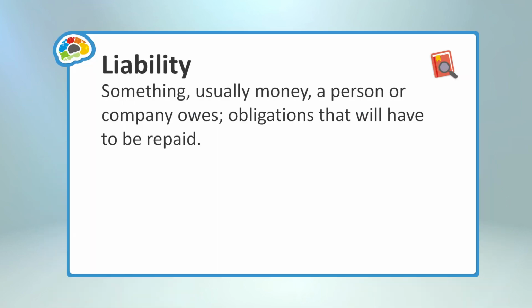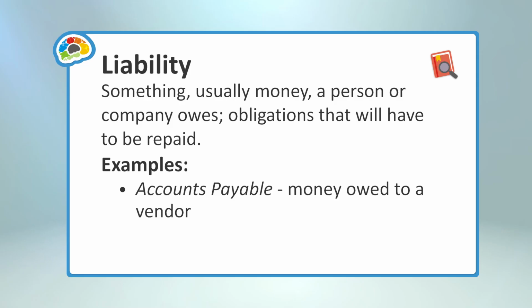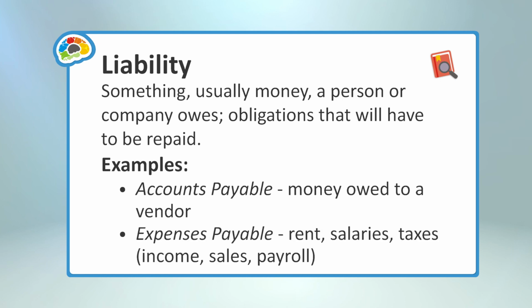And now that we've gone over assets, we're ready to take on liability. Okay, liability for accounting is exactly as it sounds. A liability is something that the organization owes to somebody else. Like money owed to a vendor. Yes, that liability would be in an accounts payable account. Your vendor sent you a bill, you owe that money to the vendor. Therefore, it's a liability. Expenses payable is also a liability account. It includes rent, salaries, and taxes. Payable taxes include income, sales, and payroll taxes. These are all liabilities because you're holding them to pay to somebody else.